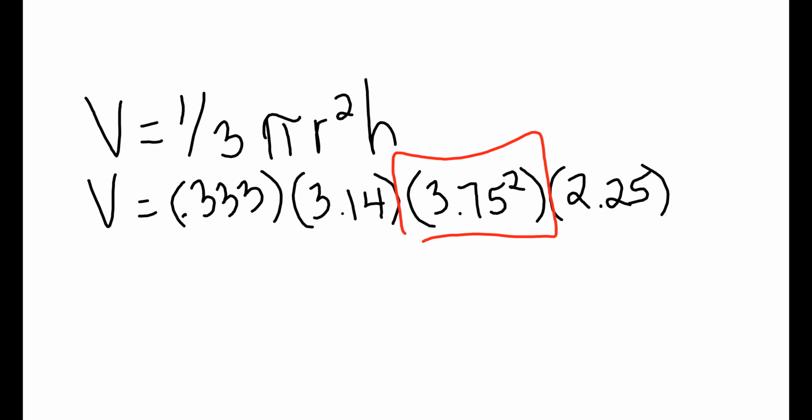So you've got 3.75 squared, and now you're saying times 2.25 times 3.14. So you're getting this approximately 33 cubic inches. So now when you're doing these, you just got to make the choice of what order you want to do it.